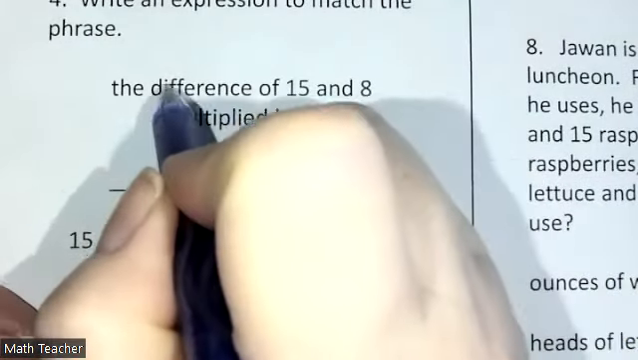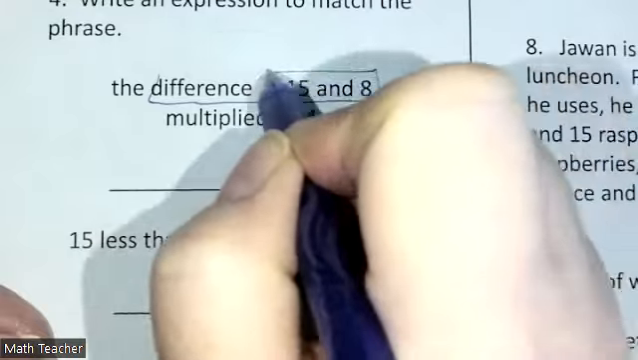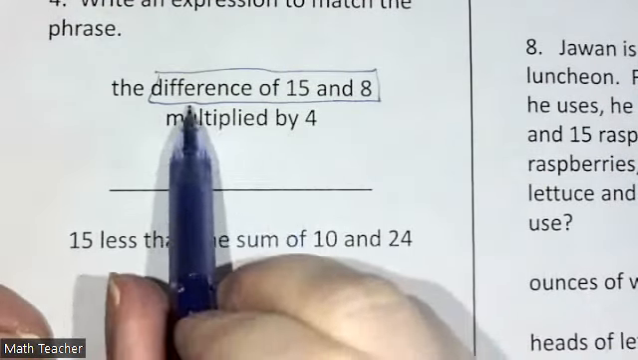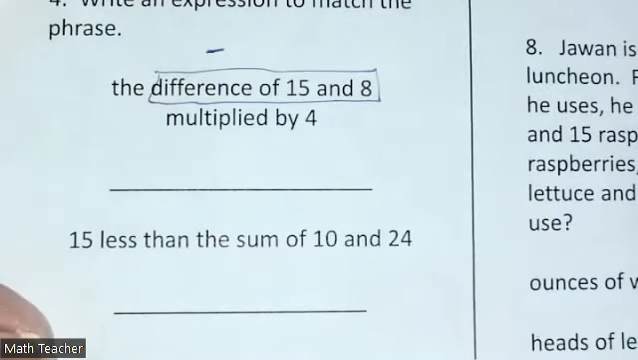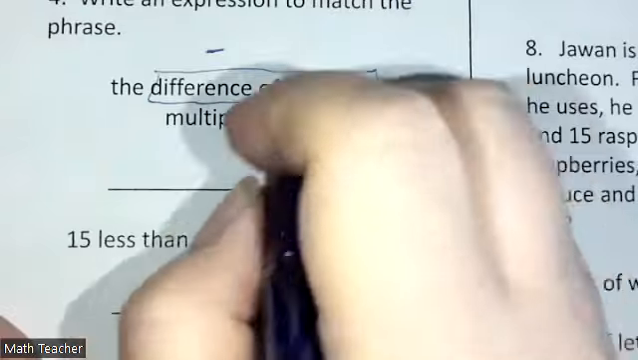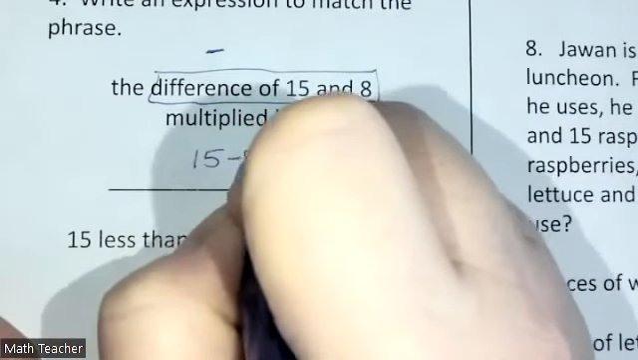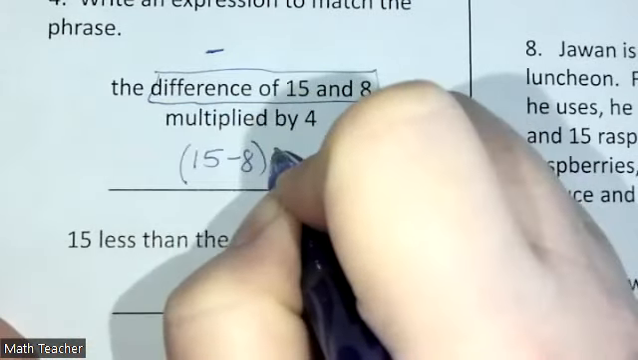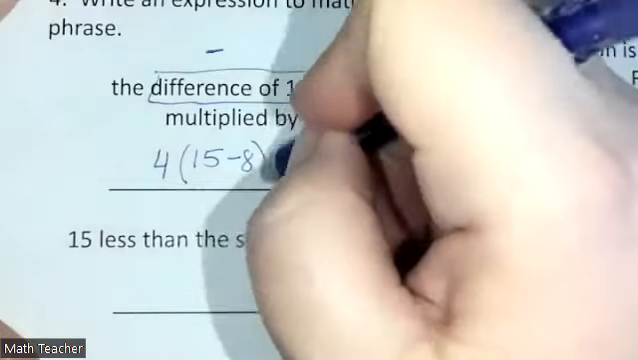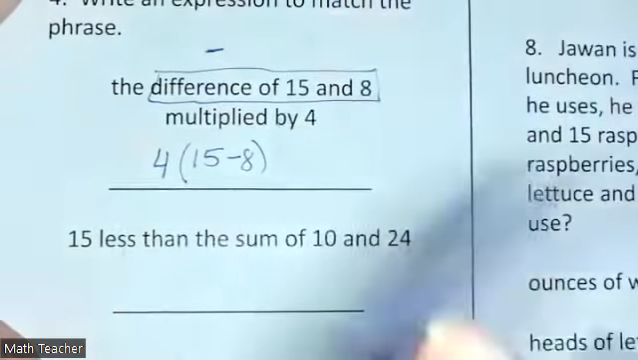So the difference is what is being multiplied by 4. So first, we need to find out what the difference is. Remember, the difference is the answer to a subtraction problem. So we will need to say 15 minus 8. And then that gets multiplied by 4. We can put the 4 here on the right side, but usually people prefer to have that out in the front for formatting. So we'll start learning to put that out front.